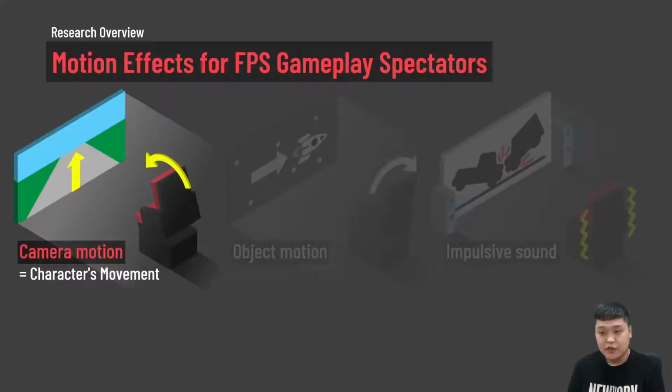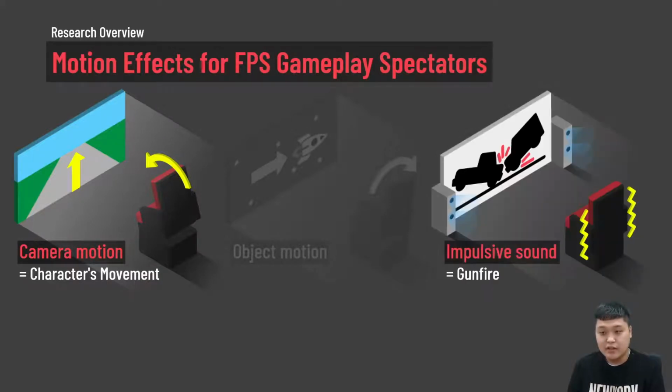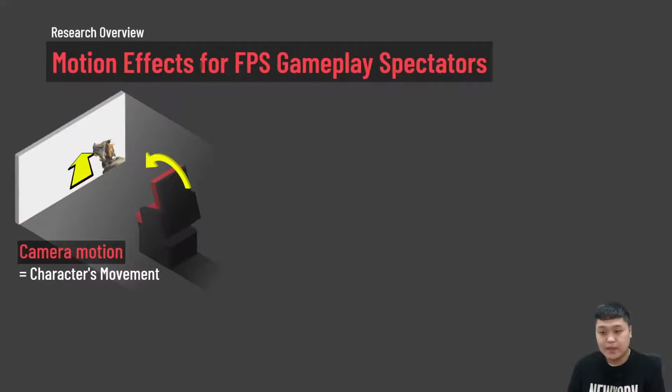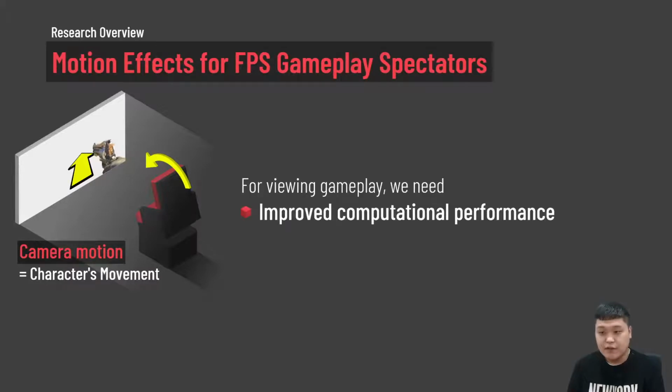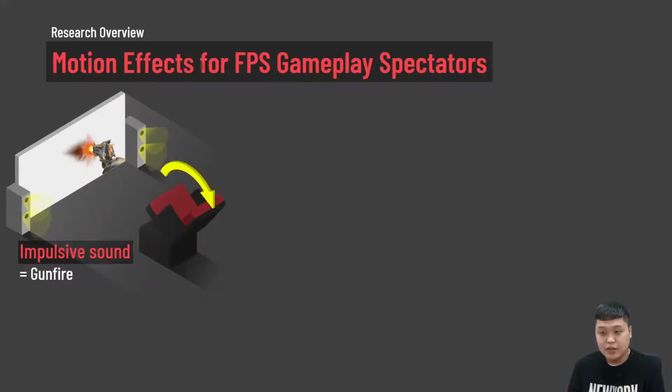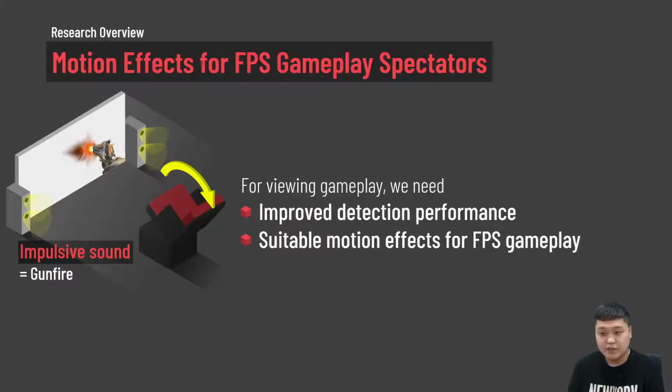From the previous work, we could use the camera motion effect for the character's movements and the impressive sound motion effects for gunfire. By the way, we had to improve some points of the algorithms for eSports applications. First, it was very slow to compute the camera movements, but it must be faster for eSports broadcasting. Also, impressive sound motion effects are not suitable for viewing FPS gameplay because we wanted to detect a specific gunfire sound, not general impressive sound.